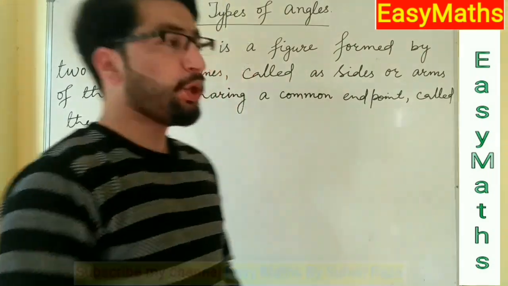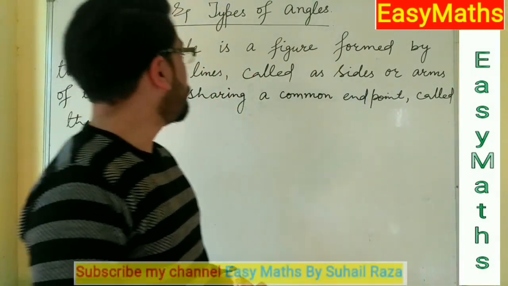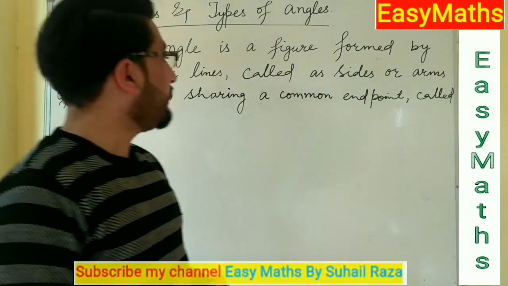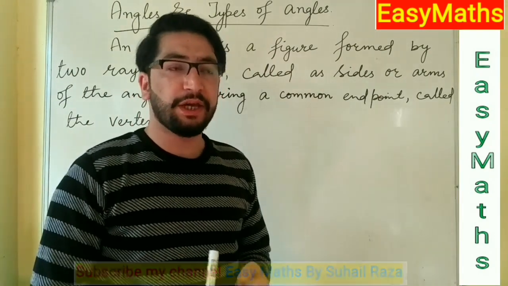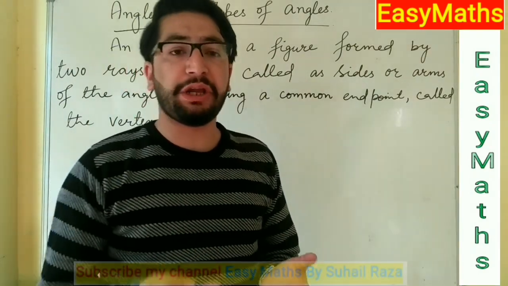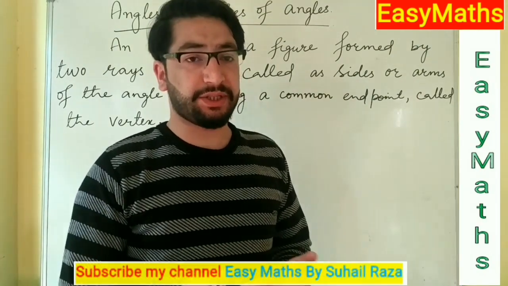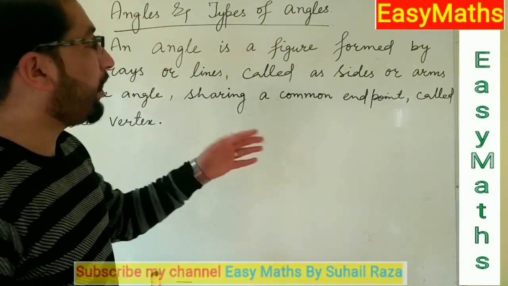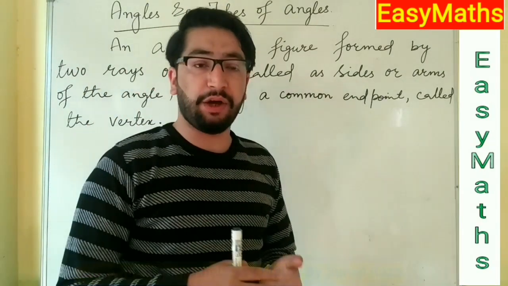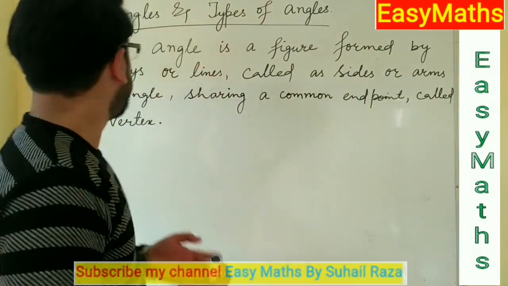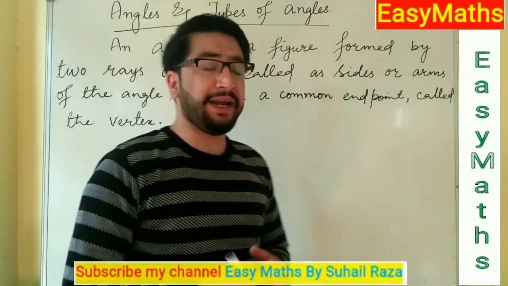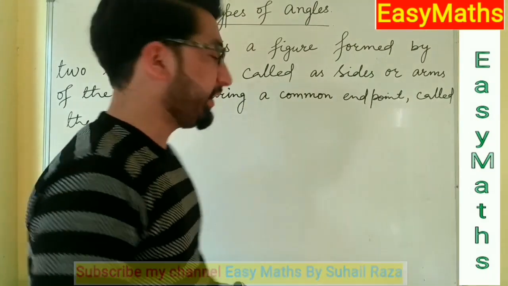Today we are going to discuss angles and types of angles. So, what is an angle? As you can see, an angle is a figure formed by two rays, or two lines, or even two line segments, which we call the sides or arms of the angle, sharing a common endpoint that we call the vertex.